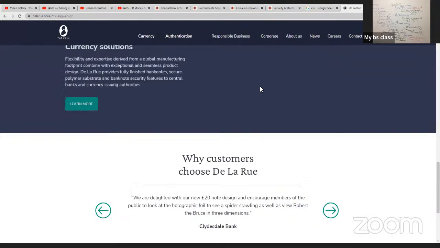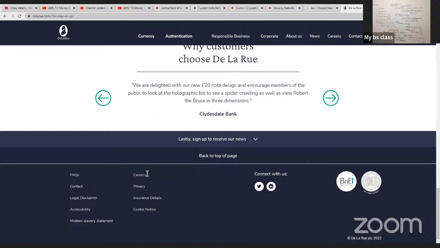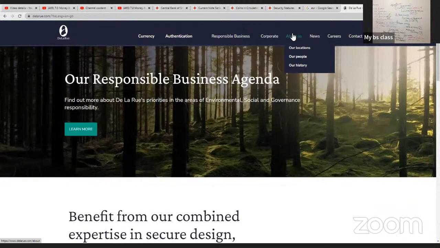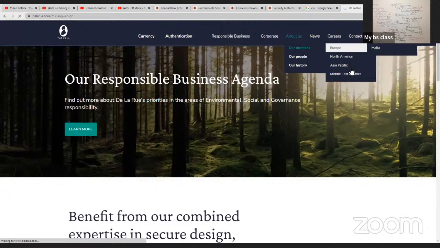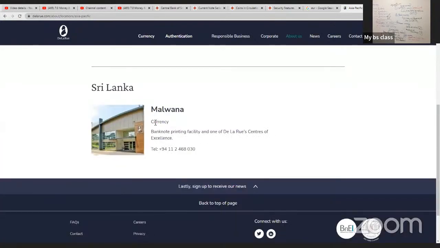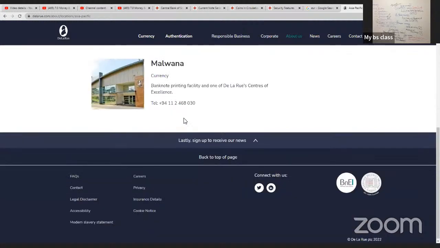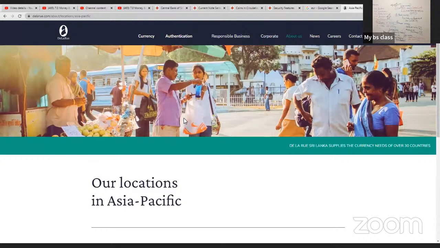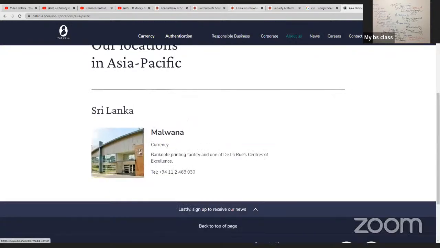If you check the areas, our locations, Asia Pacific, you can see in Sri Lanka, the company is in Malwana. So the bank note printing facility, one of the De La Rue Centers of Excellence, is situated in Malwana, right? So they do print money for us. That is something additional for your knowledge.